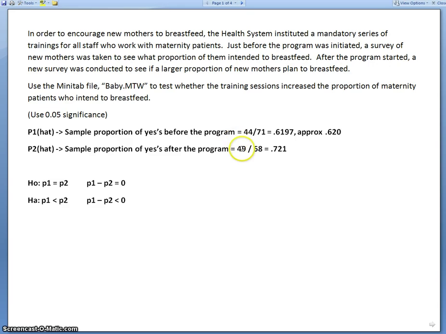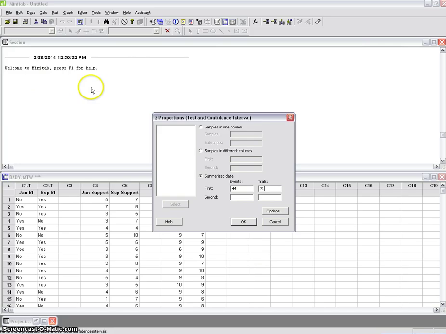And for the second proportion, there was 49 out of 68. There were 49 yeses out of 68 trials. So this is the summarized data. The proportion of yeses was 44 out of 71. And for the second group, after the program was initiated, there's 49 out of 68.